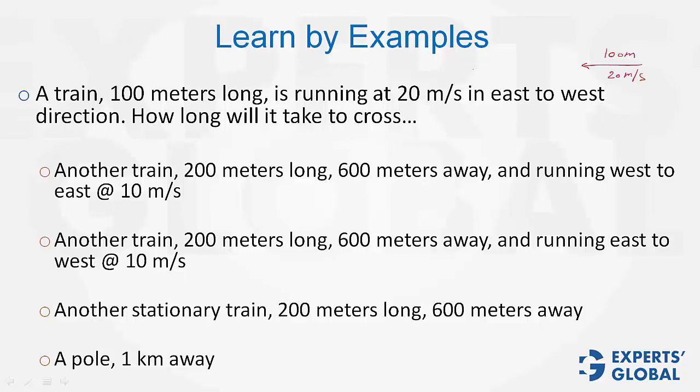The first question, another train, 200 meters long. This train is 200 meters long now, moving from west to east, and the speed is 10 meters per second, and the distance between the two trains is 600 meters. See, the term is cross, and therefore the total distance to be covered is 600 plus 200 plus 100. So first question, the distance is 900, and since they are moving in the opposite directions, speed would be the sum of their speeds. 10 plus 20 equals 30. So the answer is 900 divided by 30 equals 30 seconds.